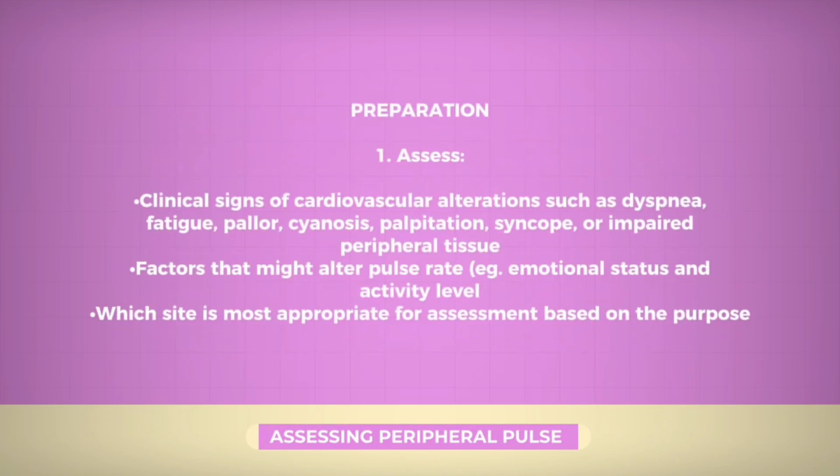Assess clinical signs of cardiovascular alterations such as dyspnea, fatigue, pallor, cyanosis, palpitation, syncope, or impaired peripheral tissue perfusion. Factors that might alter pulse rate, for example, emotional status and activity level. Which site is most appropriate for assessment based on the purpose.